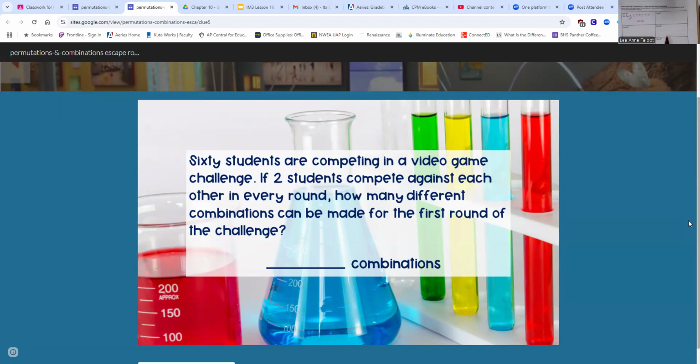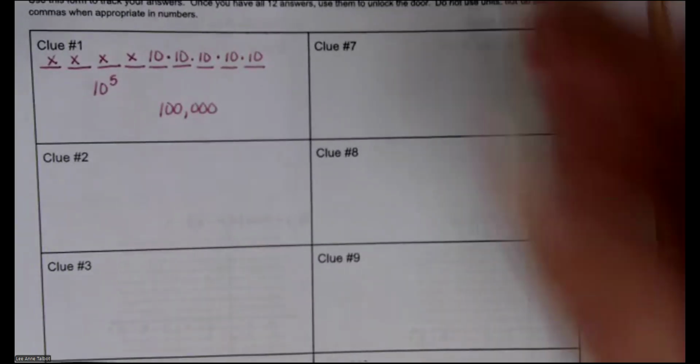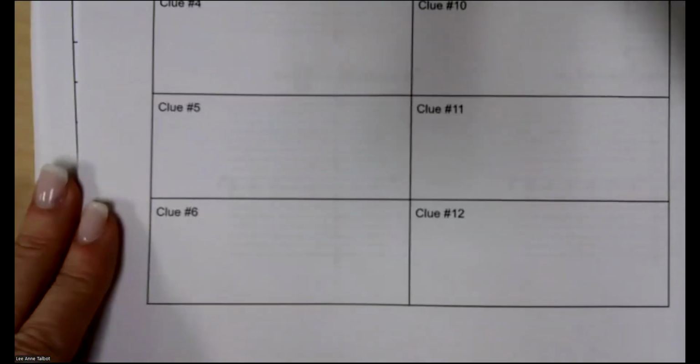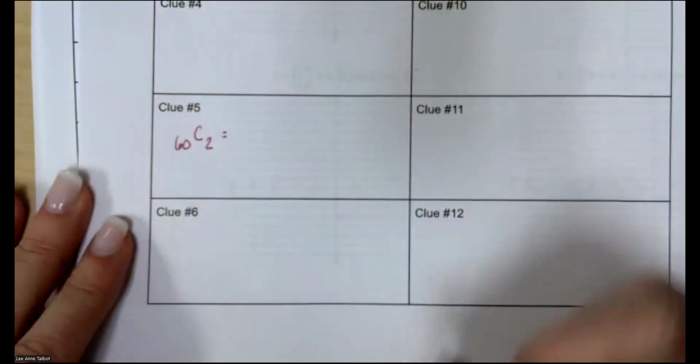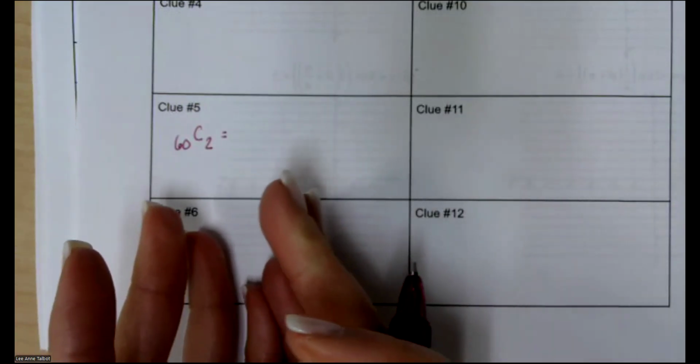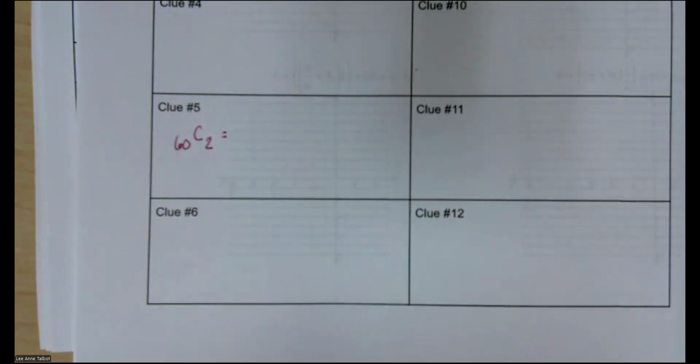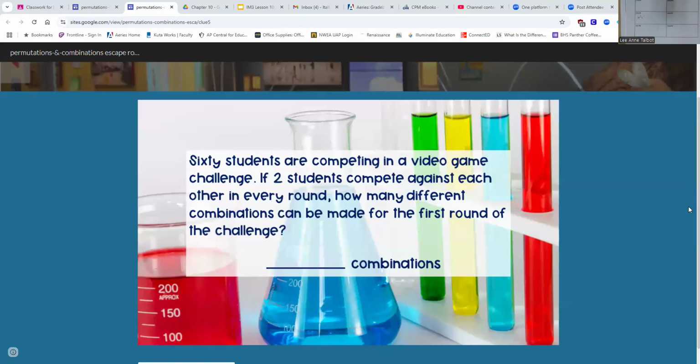How many total students are there? 60. And how many are going to be competing against each other in every round? 2. So you go to box number 5, which is down here, and that is 60 combination 2. And then you're going to do the problem. Does that make sense? After you have all of them filled in, or you can check them as you go, like my first period kids were doing, the first one, then checking it.